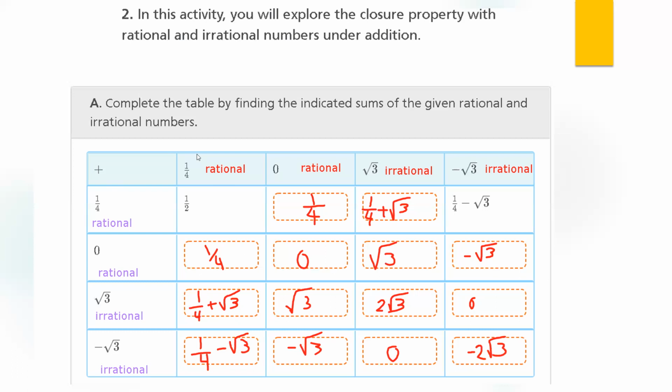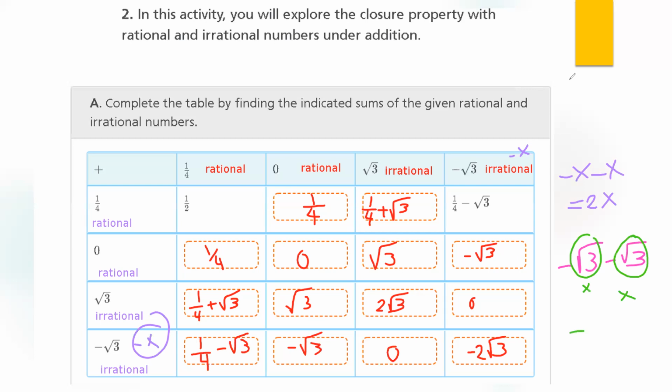Now, one of you may say, teacher, how can I add the two square roots? This is like negative x, and this is like negative x. When you add negative x minus x, the answer is -2x. So it's the same here. When you add negative square root of 3 minus square root of 3, replace this with x. So it's going to be -2x or -2 square root of 3.